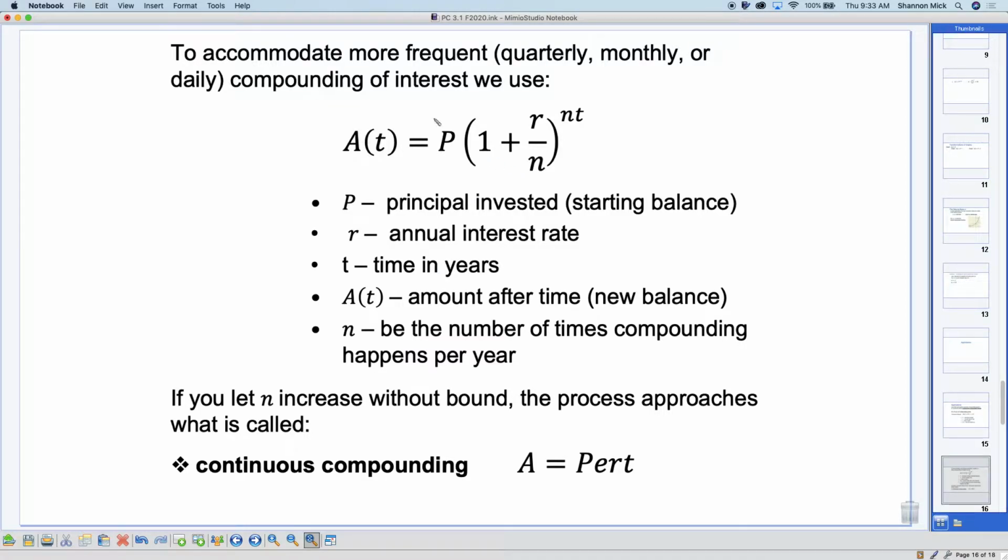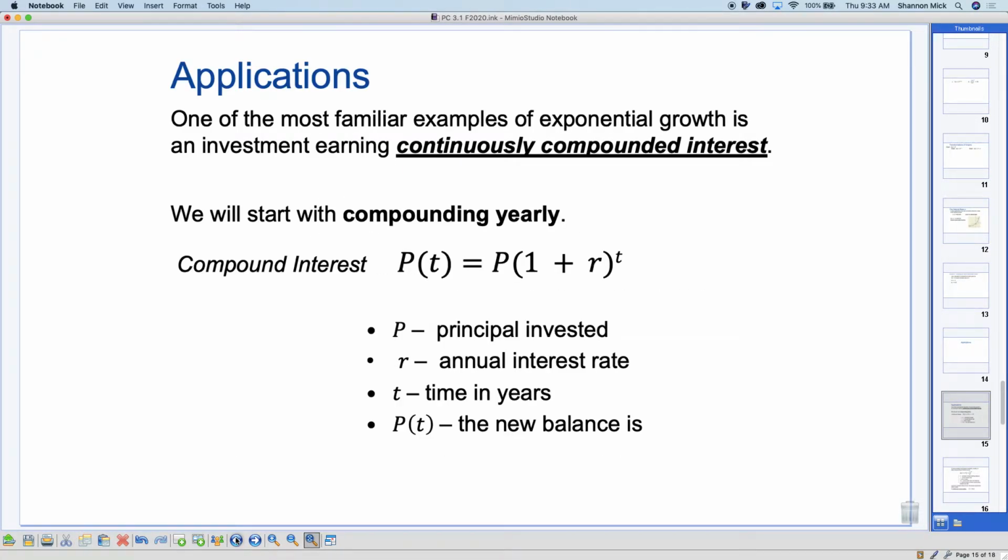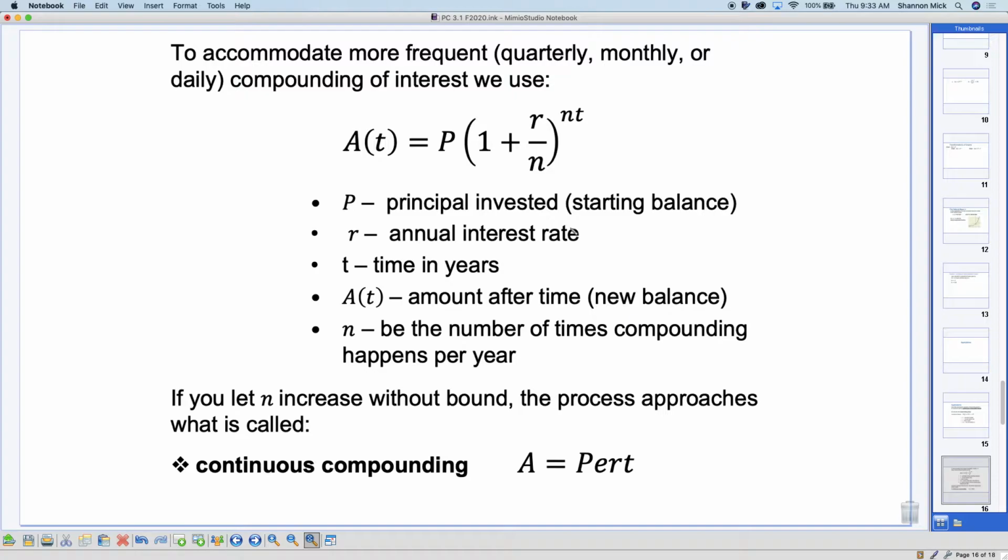So what we're going to use is this one. This formula looks a lot like the first formula, yes? I have P of T, I have T, and I have R. But what do I add to it? N. And there are 2 N's, an N here and an N here. P is still principal, your starting amount. R is still your annual rate of interest. T is still time in years. A of T is the amount after time, or the new balance, and you could write that as P of T as well. And N, now you can write all this down, because this is what you're going to use.